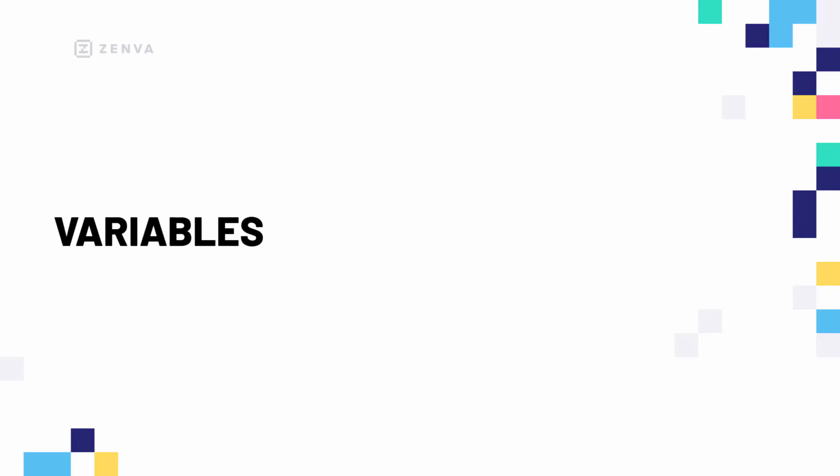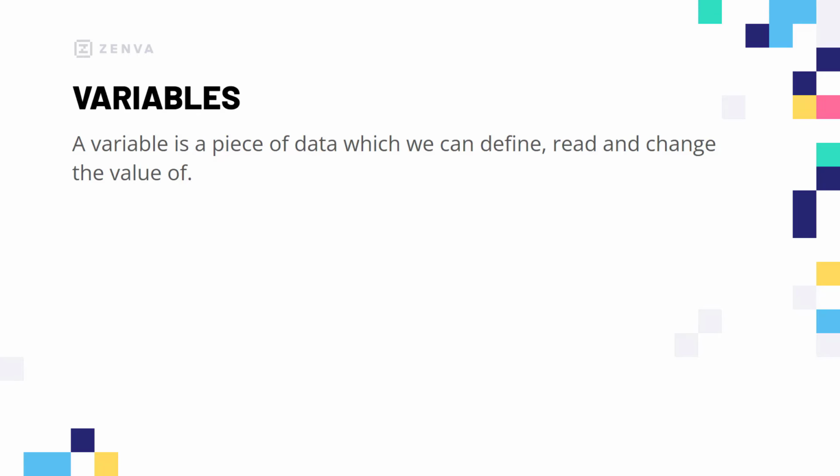Hey everyone, in this lesson, we are going to be looking at variables inside of Unity, or more specifically, inside of the C# scripting language. So first of all, what is a variable? Well, a variable is a piece of data which we can define, read, and change the value of.